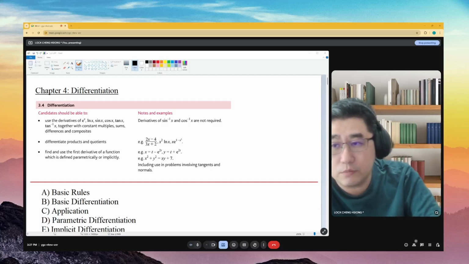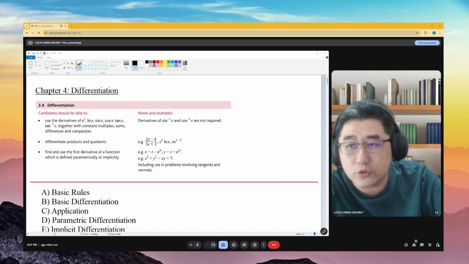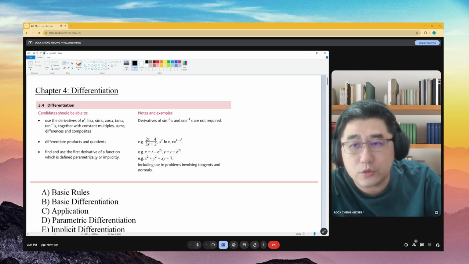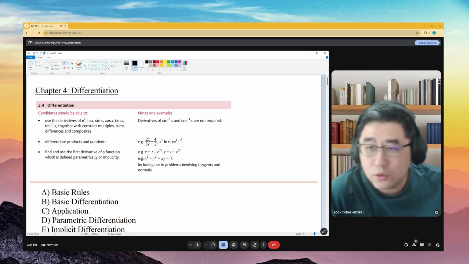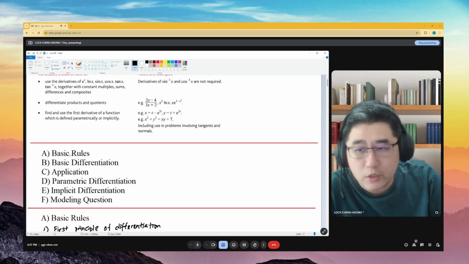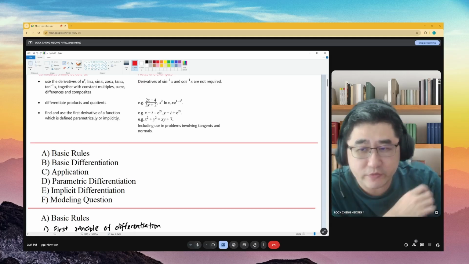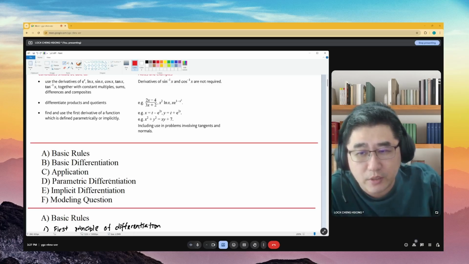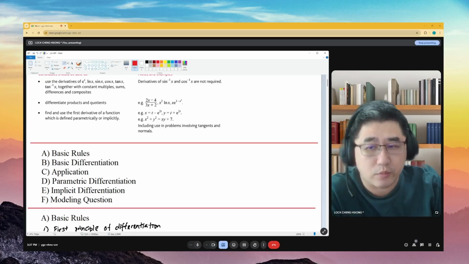Okay, start recording. Today we're going to do differentiation. So differentiation for P3, I'm going to split into 6 parts. There will be basic rules, basic differentiation, application, parametric differentiation, implicit differentiation, and the modeling question.